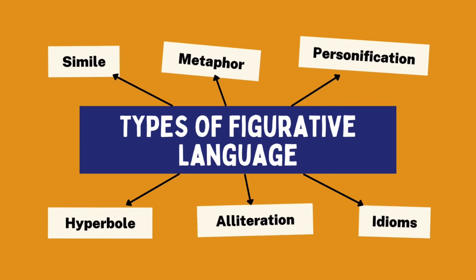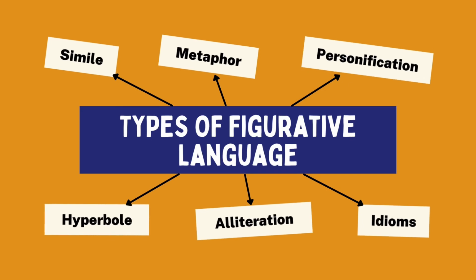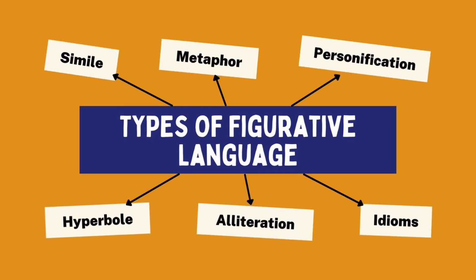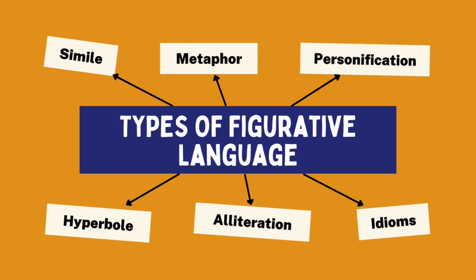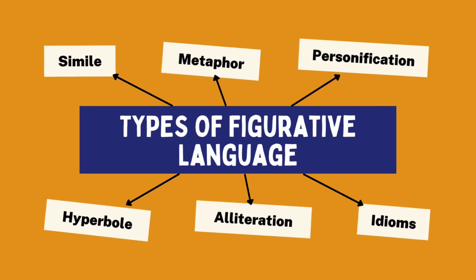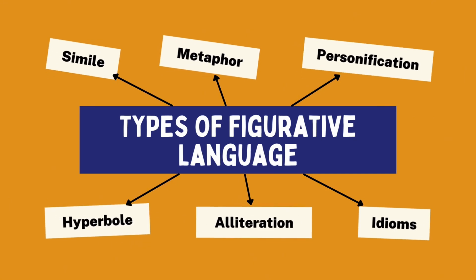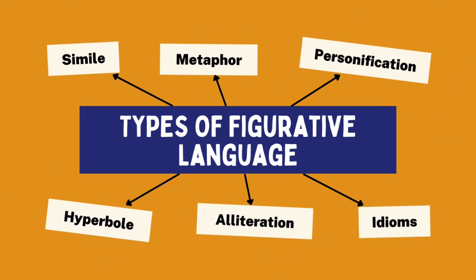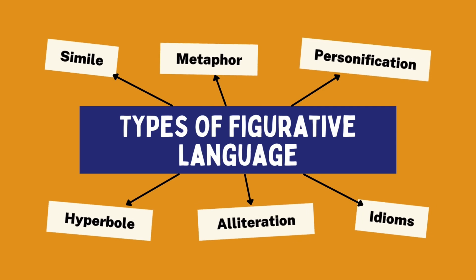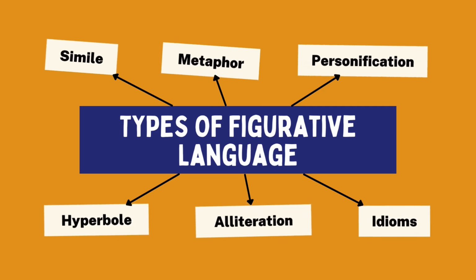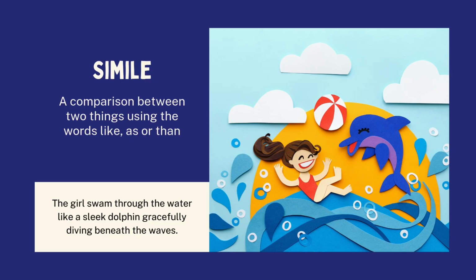Today, we'll be talking about 6 different types of figurative language. Simile, metaphor, personification, hyperbole, alliteration, and idioms. You've probably heard of some of these before, but today we're going to go a little bit into depth into exactly what they are. You ready? Let's start off with the simile.